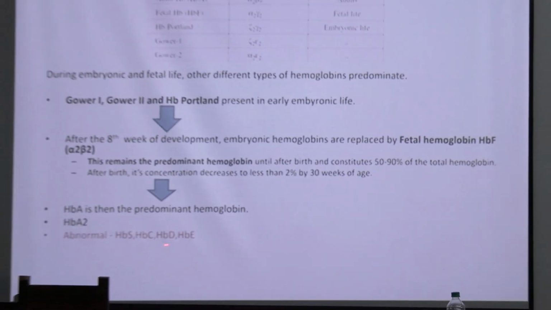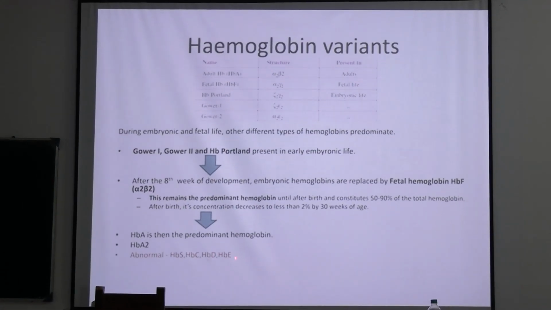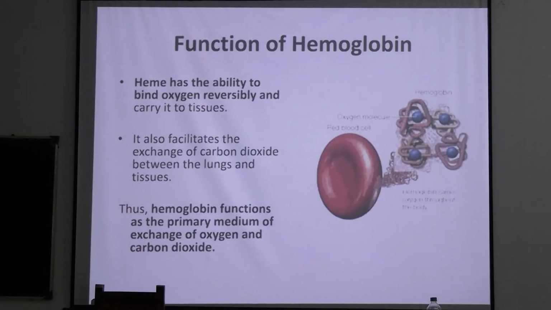And apart from that, there are some abnormal hemoglobins which cause disease in a person. These are sickle cell anemia, HbS, HbC, HbD, HbE. These all are abnormal because they cause disease manifestation within the person. So, these are the various kinds of hemoglobin.